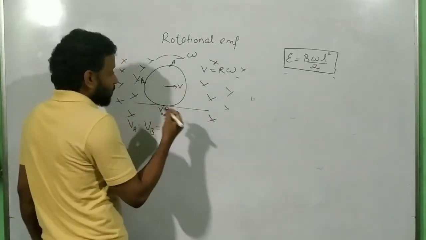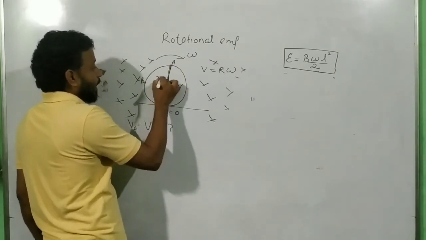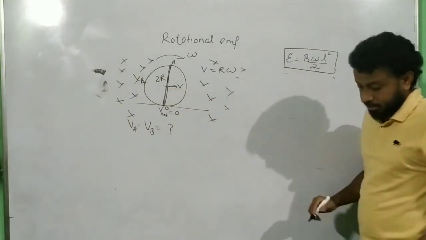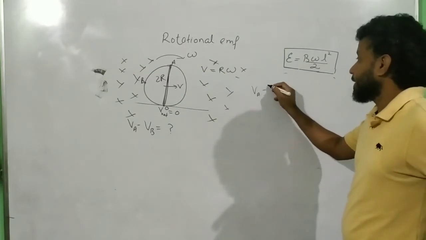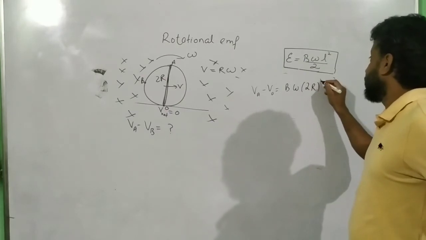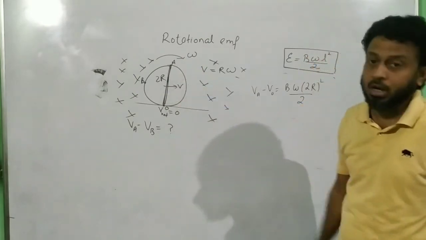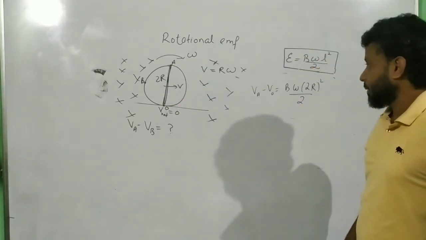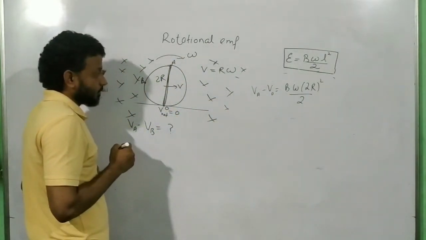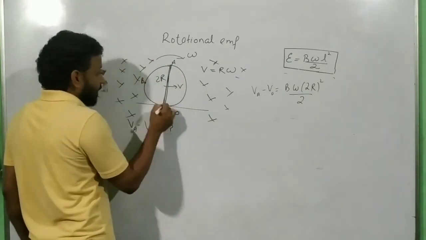Okay, so what will I do? I will first find this one. Just imagine this distance. How much is the distance? 2r. So I will write VA minus V0 is equal to B omega, length 2r whole square, divided by 2. Remember this entire radius is r, and this is behaving like 2r. That's the effective length.